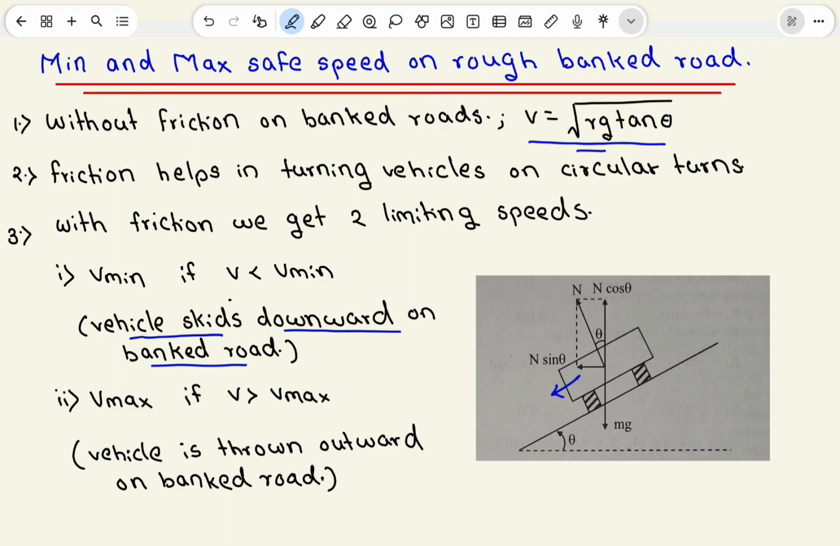The other limiting speed that we have is V max. Why do we have this limiting speed? Because if the speed of the vehicle becomes more than V max, then the tendency of the vehicle is to be thrown outwards on the banked road. Therefore, we have two limiting speeds: V minimum and V maximum. If V is less than V minimum, the vehicle will skid downwards on the banked road, and if V is greater than V max, the vehicle will be thrown outwards on the banked road.